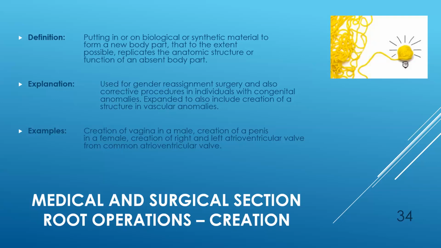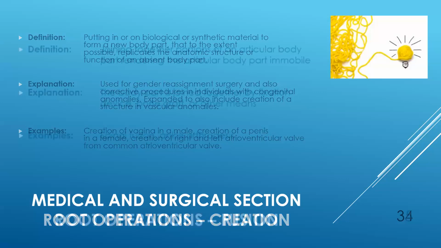So creation of a vagina in a male, creation of a penis in a female, creation of a right and left arterioventricular valve from a common arterioventricular valve. So usually they use something in the vicinity of the heart to create another. In addition, they're down one valve, they use another part of the other valve to make another valve. Next slide, please.